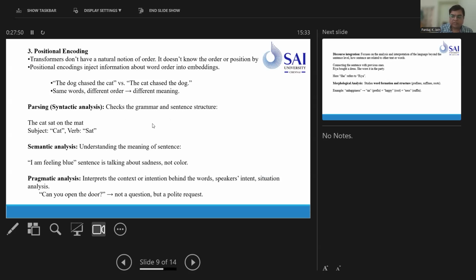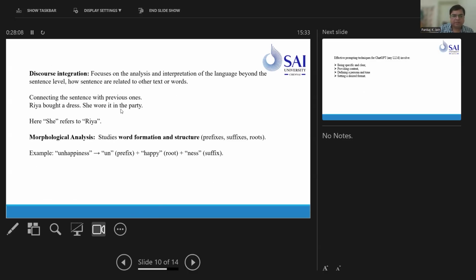And parsing, or checking the grammar and the sentence structure, is very important again. Then understanding the meaning of the sentence, semantic analysis, which is the hidden meaning inside the sentence. The pragmatic analysis is the intent behind asking the question. And discourse integration connects the future sentence in the text with the previous sentences. So this is discourse integration. And further, morphological analysis converts bigger words into prefix, suffix, and roots.